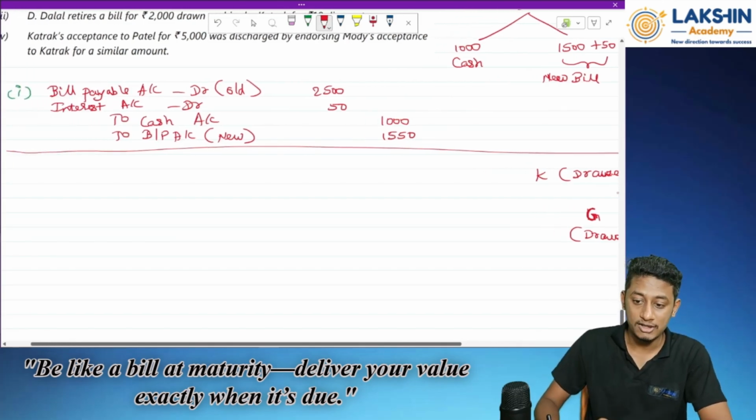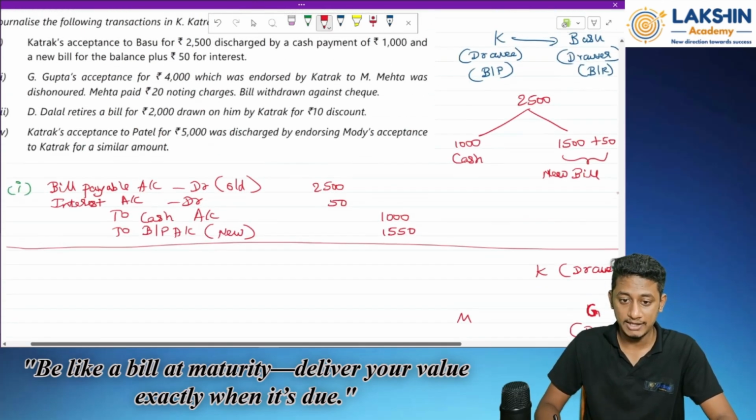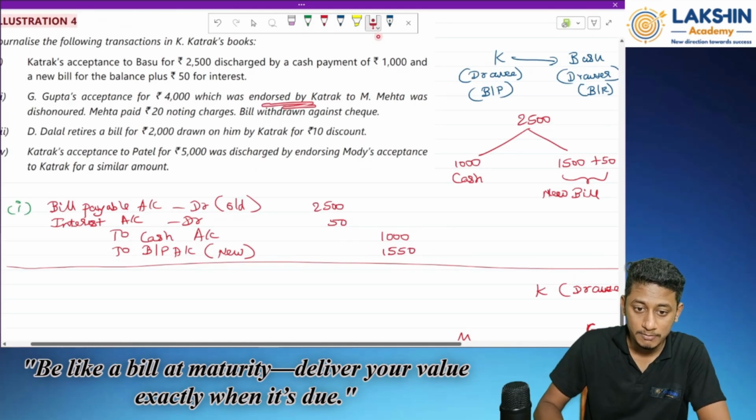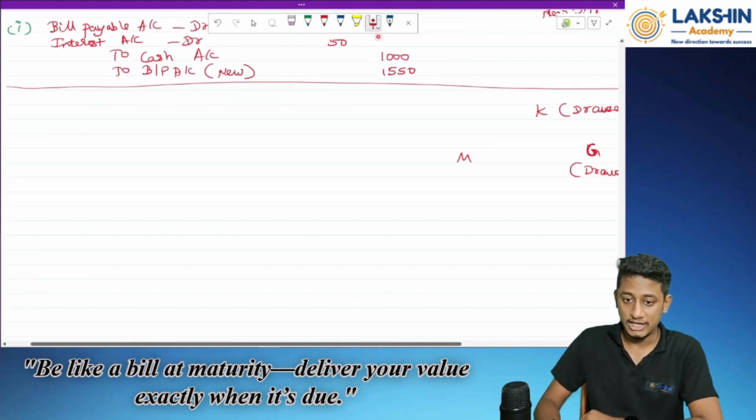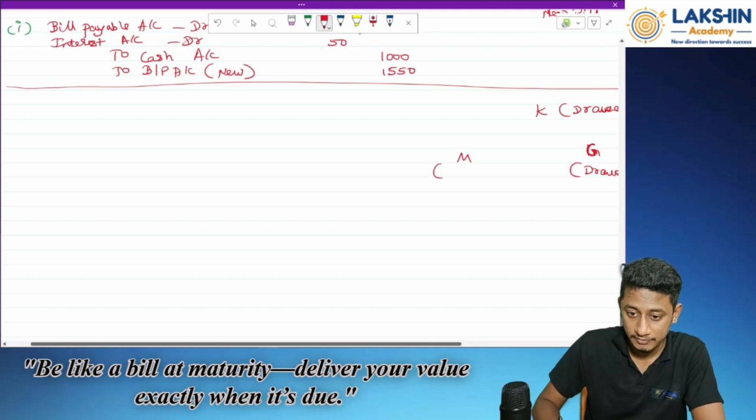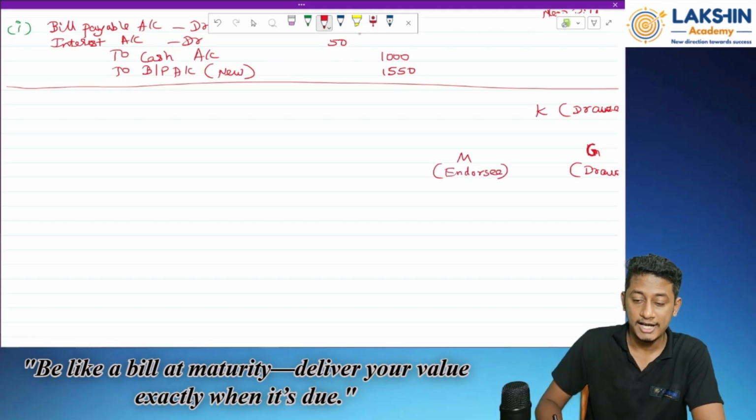To whom has it been endorsed? To Mr. M, I guess, right? Endorsed by K to Mr. M. It was endorsed to Mr. M, who becomes the endorsee, right?